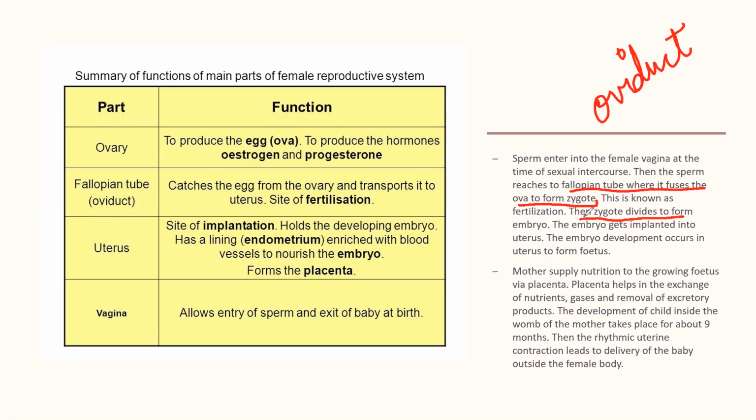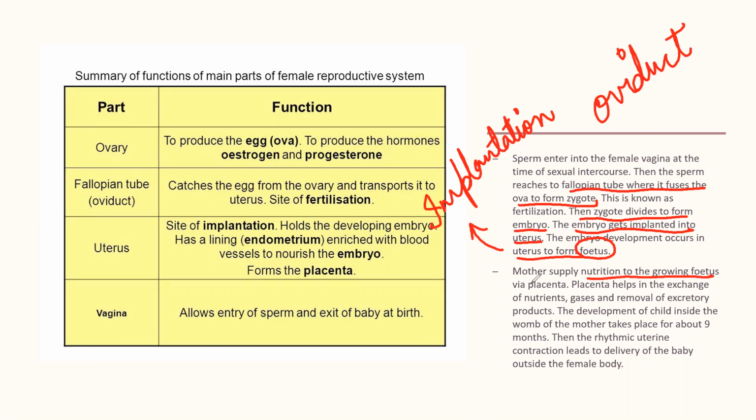Then the zygote divides to form an embryo. This embryo gets implanted in the uterus, and this process is known as implantation. The embryo develops in the uterus to form a fetus. The mother supplies nutrition to the growing fetus via the placenta. The placenta helps in the exchange of nutrients and gases, and in the removal of excretory products from the fetus.